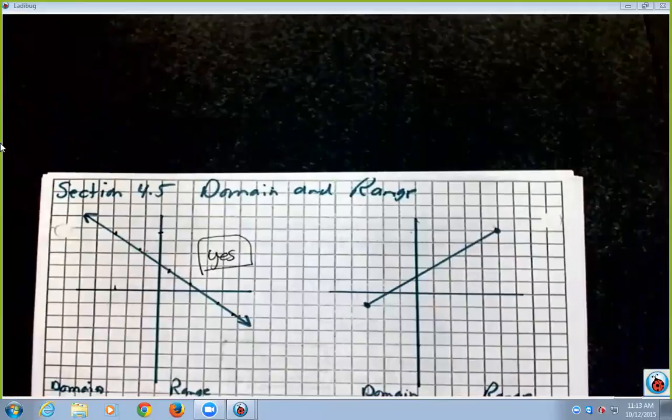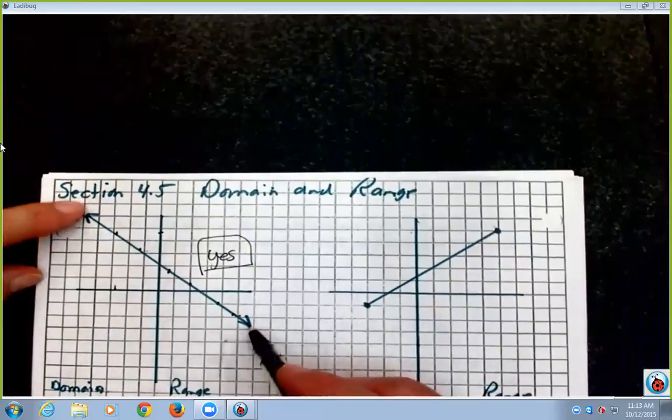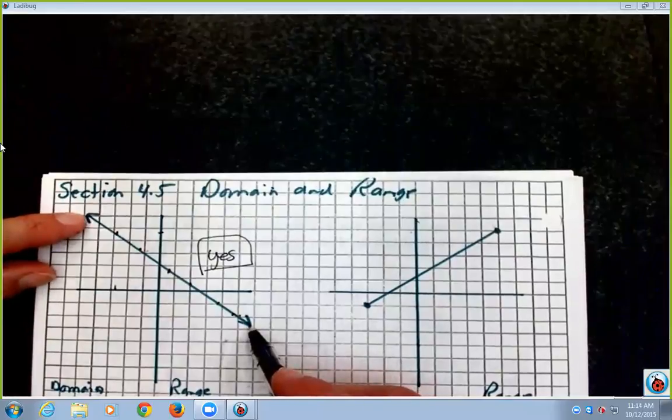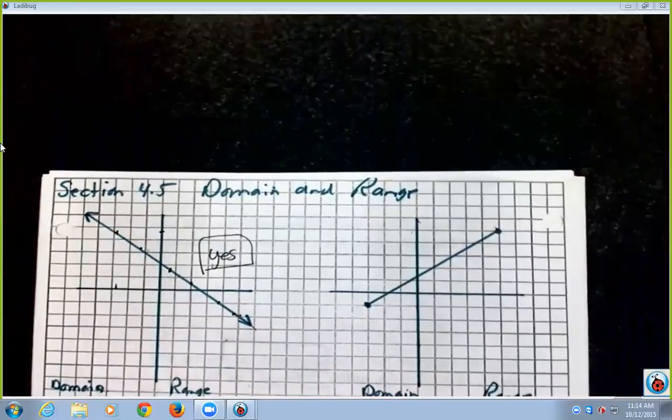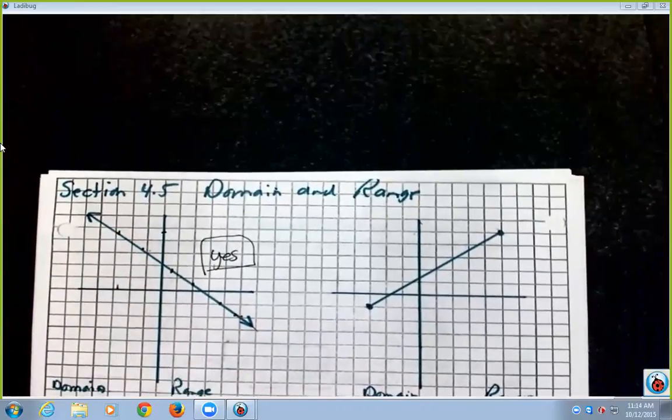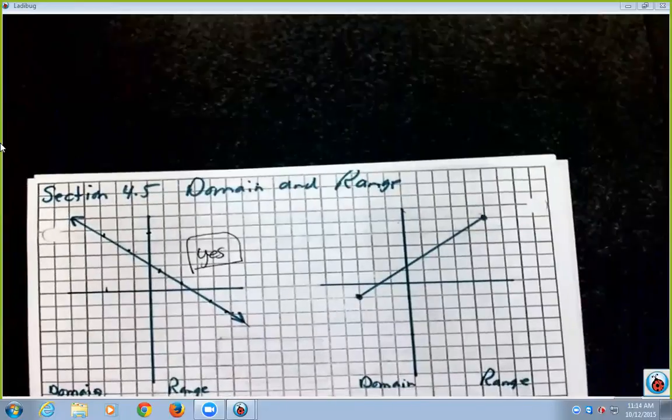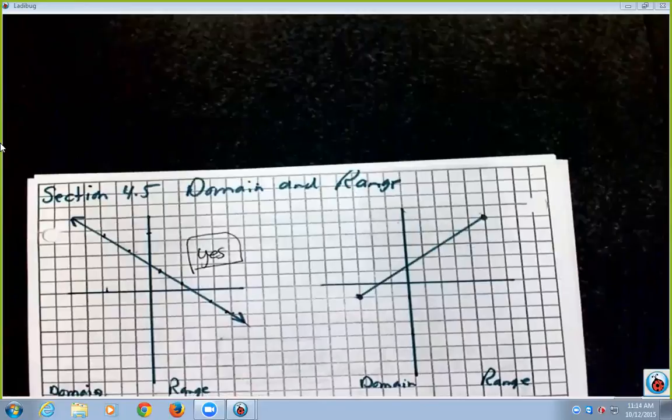But what's its domain? Well, if you look at graphs, these have arrows on the end. Notice how the arrows are there? This means that the graph goes on indefinitely in both directions. So I don't know where it ends. It just keeps going and going and going and doesn't stop. So what could I say about my domain? Are there any values I cannot pick for it?